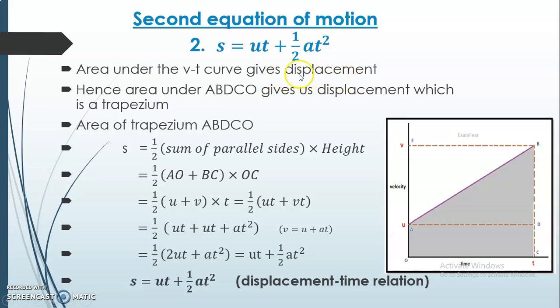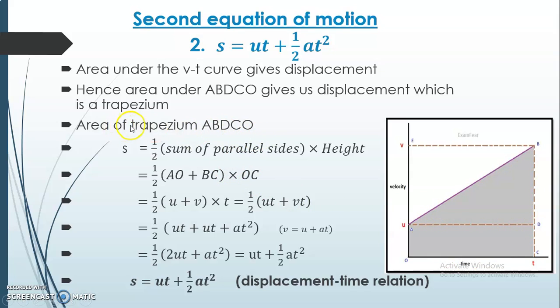And here why we are taking displacement? Because we have to prove that s is equal to ut plus half at square. And s you already know is displacement. So we have to find out the area which is this, okay, inside the line AB. So you can see that this is nothing but a trapezium where this AO is parallel to the line BC, and this is the height of the trapezium. AD is the height. Okay, so you know how to find out the area of the trapezium.